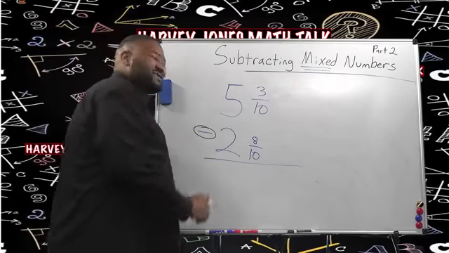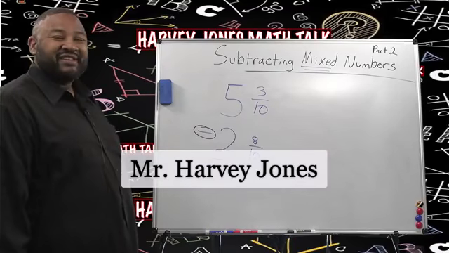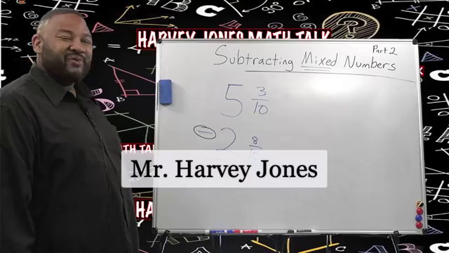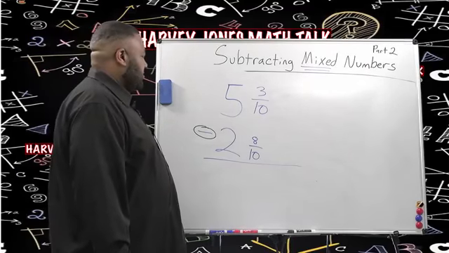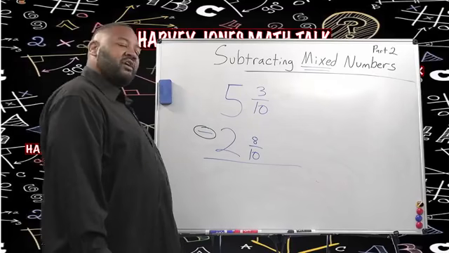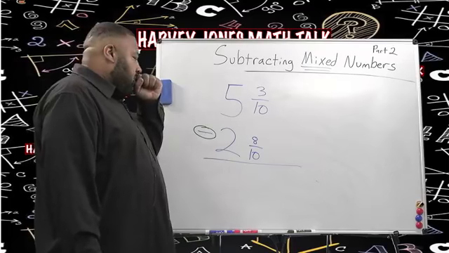First thing I did is I went ahead and circled my operation. My operation right now is we are subtracting. What's happened? You know what? I'm in trouble. I'm going too fast. All right. All right, here we go.